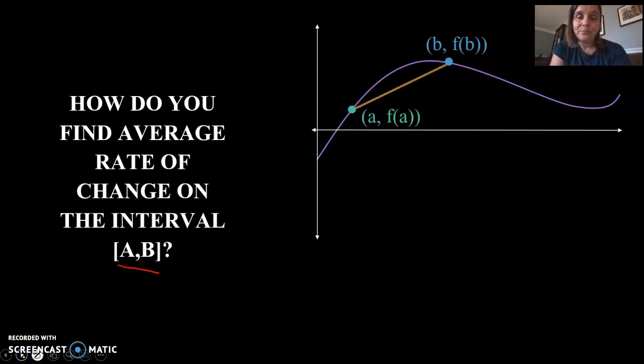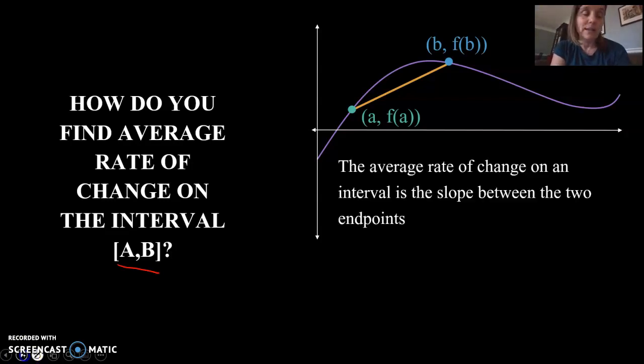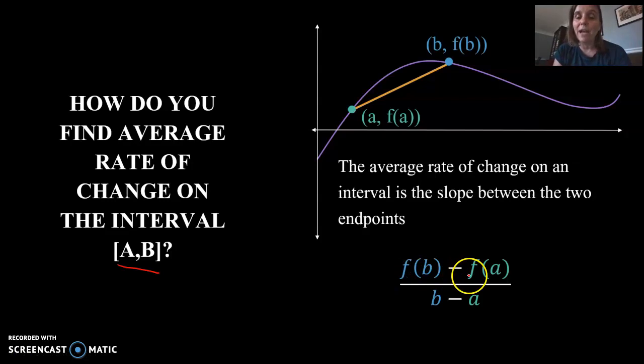The way you find average rate of change is you just take the slope of the secant line. The average rate of change is going to be the slope between the two endpoints. We know the slope formula is change in y over change in x, or rise over run. So we subtract the two y coordinates. Sometimes we call it y2 minus y1 over x2 minus x1. And so that slope formula is how we find the average rate of change.